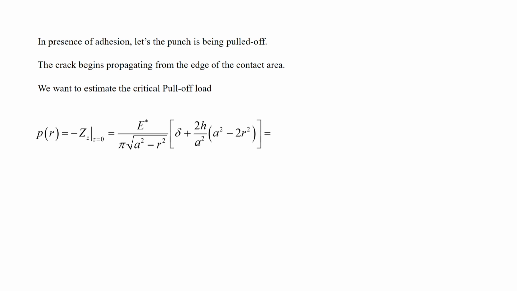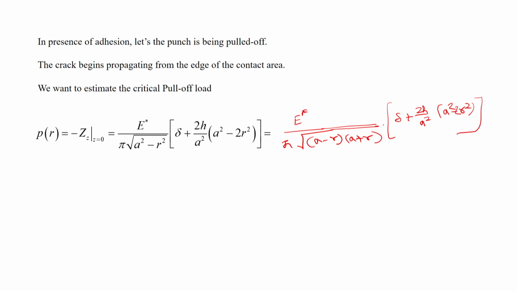So, here this is the equation, in presence of adhesion, let us say the punch is being pulled off. So, basically here it will be E star, we can write here pi and square root of A minus R into A plus R, and over here it is delta plus 2H by A square into A square minus 2 R square. So, in essence we want to find out that if this is the case, then what kind of pull off force will be required to separate it. So, that is what we would like to figure out, or we would also like to figure out the work of adhesion that we have derived earlier, something like that.